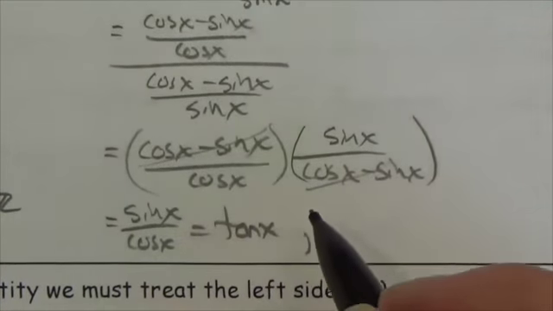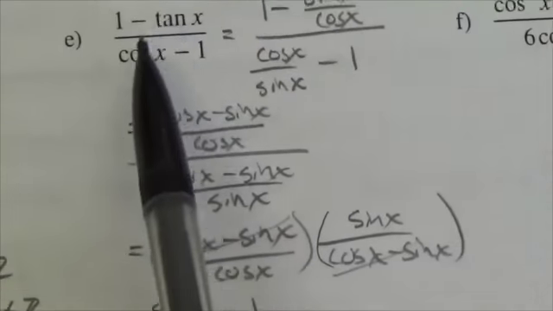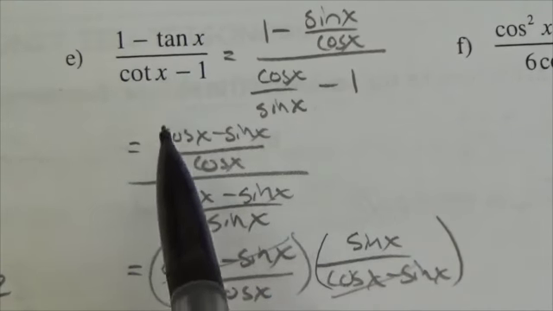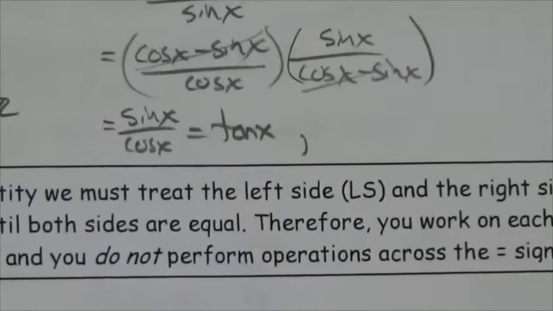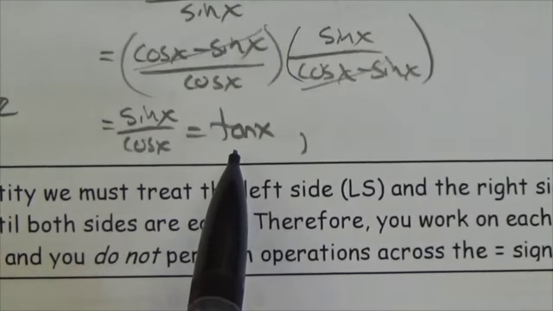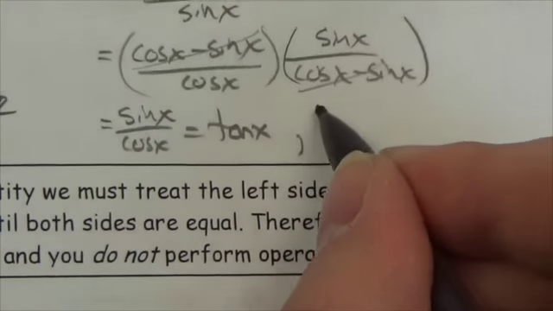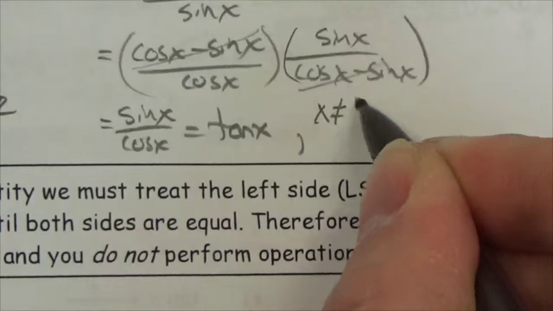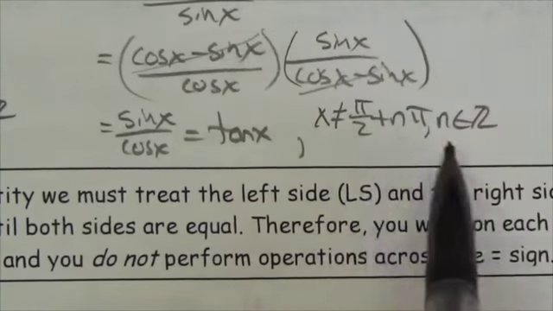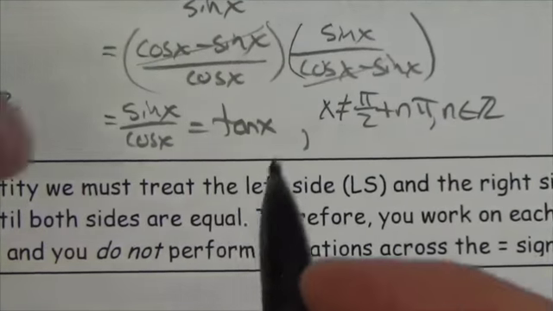Now, I can tell right away from the original, because there's the presence of a tangent of x here, that x cannot equal pi over 2 plus n pi. But that tan stayed in the answer here. That is still there, so that's okay. I don't really even need to state that. I mean, it might be a good idea to say that x cannot equal pi over 2 plus n pi, where n is an element of the integers. That's not absolutely necessary because the tangent is still there, so that restriction is still there.